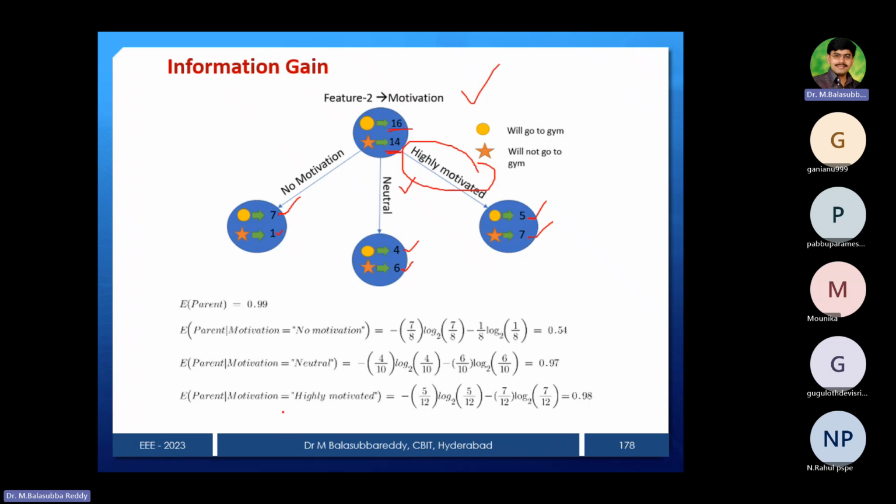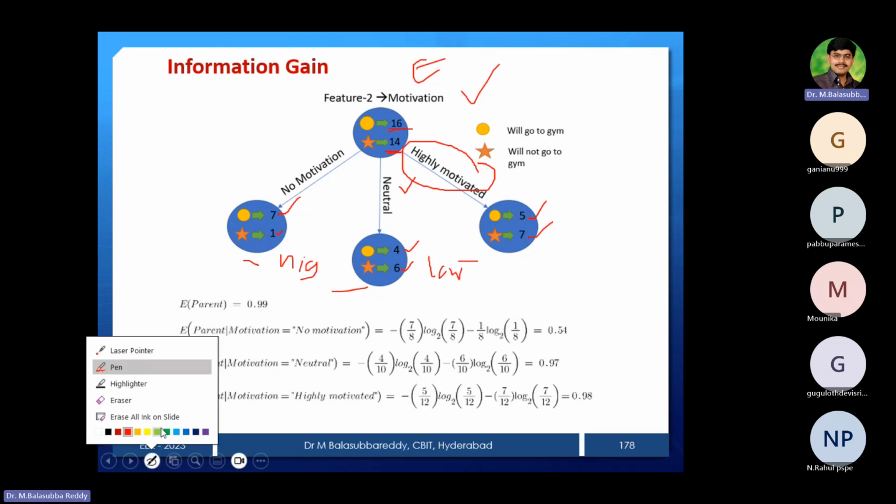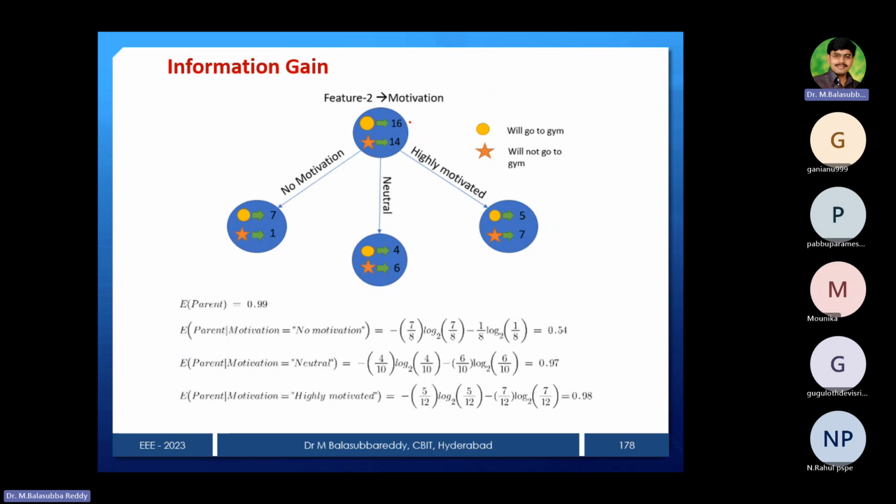Now we have to find the entropy of the parent node. Same as earlier, when energy was the root node, we calculated the parent node entropy. After that, we calculated two entropies: one where energy is high, and one where energy is low. But now, the same thing will repeat.